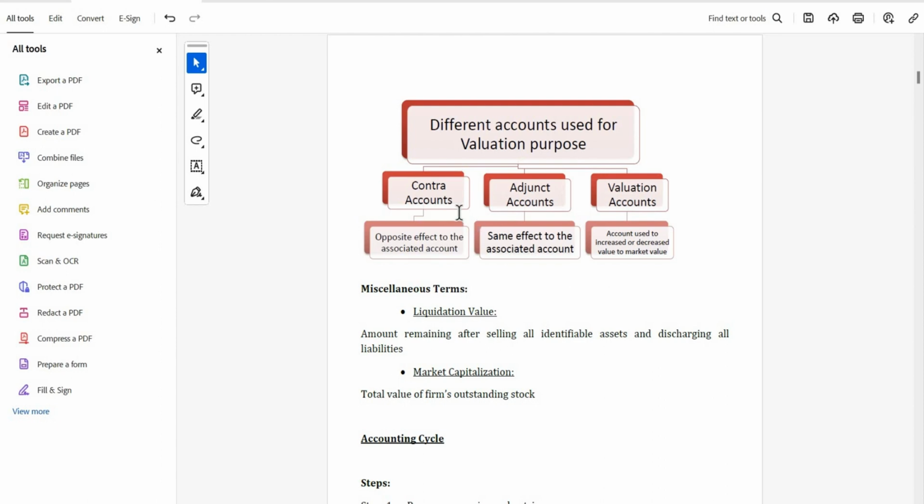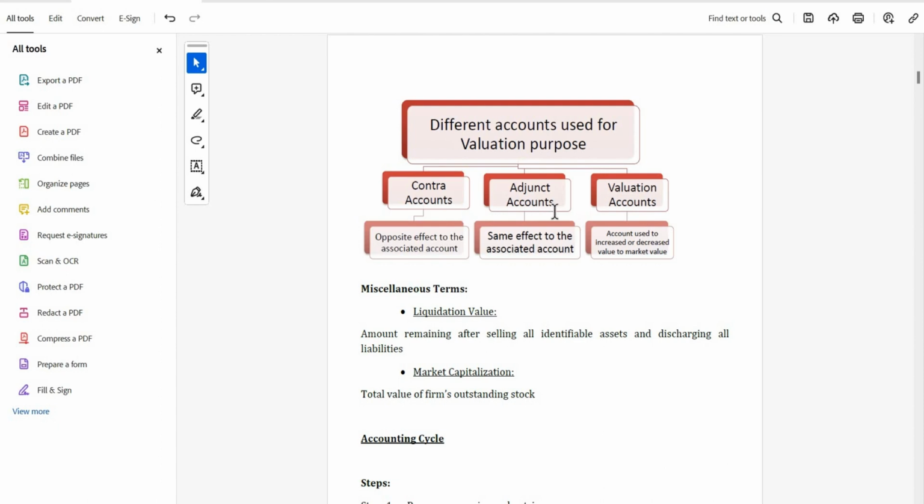One is the contra account. Contra account means from cash book to passbook and from passbook to cash book. These are the contra accounts, where we transfer from one account to another account, or from one bank checking account to a credit card account. These are the contra.